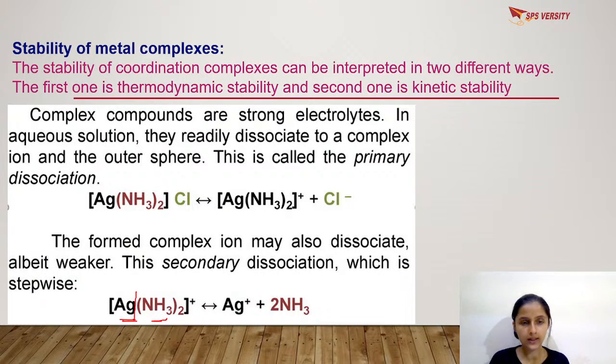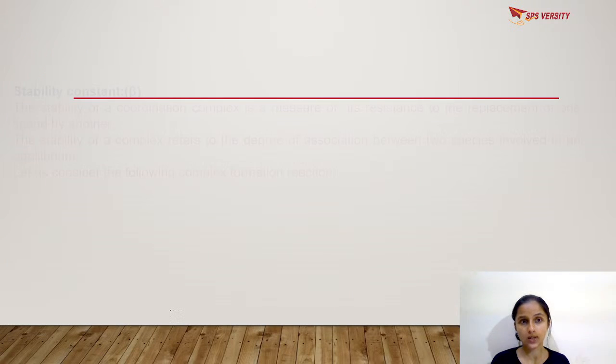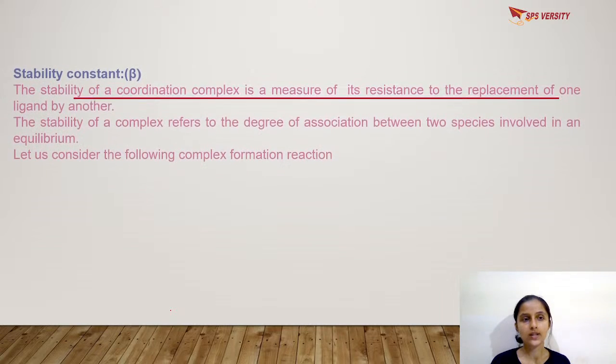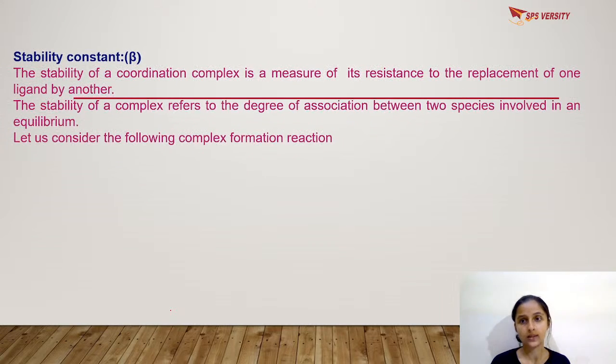This is called the secondary dissociation. So we have something called the stability constant, which is called beta. What do you mean by this stability? If you have to replace the existing ligand present in the complex by some other ligand, then that particular existing ligand should be dissociated. That's again stability. So the stability of the coordination complex is a measure of how hard it is to replace the existing ligand by the other.